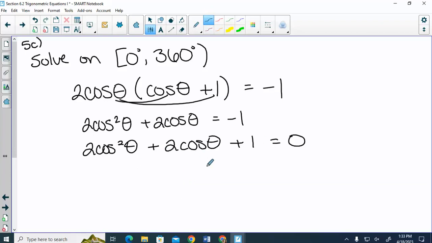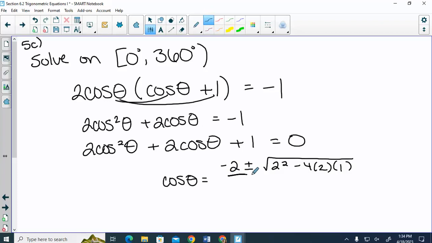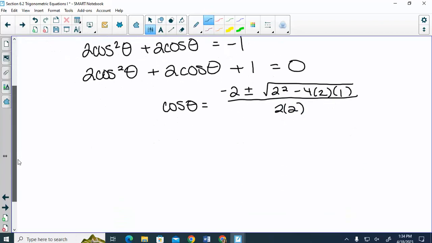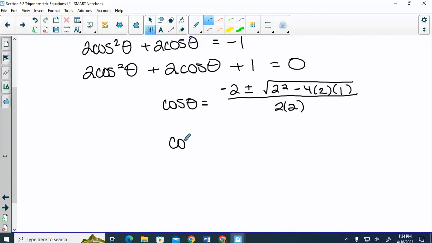We usually say x equals, but here my variable, this is like cosine theta, equals opposite of b, -2, plus or minus the square root of b squared minus 4ac, all over 2a. So this is maybe why I shouldn't make up problems, but we can work it. All right.